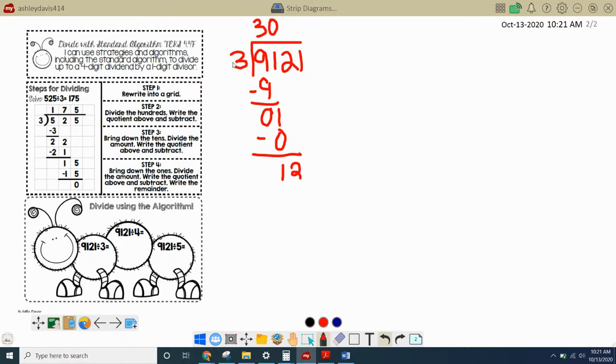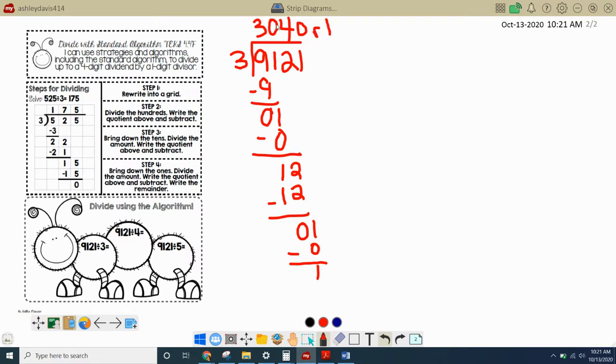So it's 12 divided by 3. 12 divided by 3 is 4. Okay, 3 groups of 4 is 12. 12 minus 12 is 0. Bring down that last digit, which is a 1. 1 divided by 3 again is 0. Okay, 3 times 0 is 0. 1 minus 0 is 1.